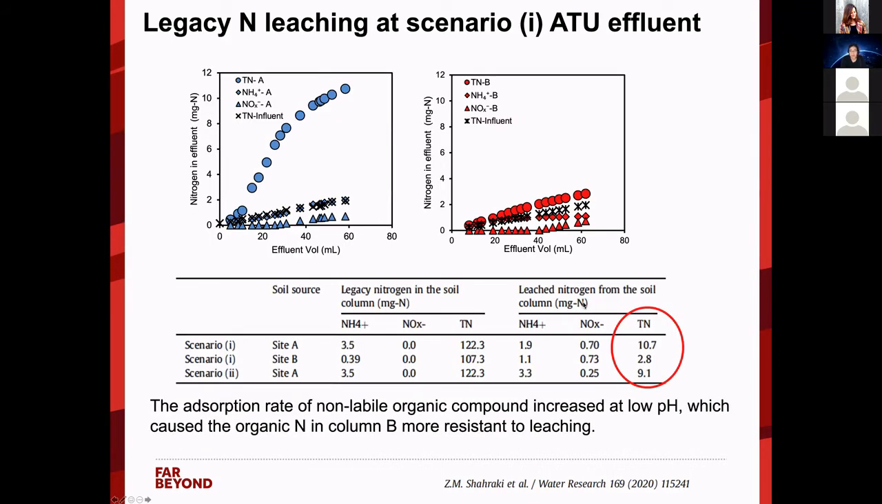So after the time course experiment, we calculated the accumulative level of leachable nitrogen that has been leached out from two columns. So you can see in this summary table, when we compare at scenario 1 the data from site A and site B, we found in site A, we eluted about 4 times higher of total nitrogen compared with site B. And this is possibly due to the reason that the absorption rate of the non-labile organic carbon would increase at low pH, and this will cause organic nitrogen in the column B to be more resistant to leaching.